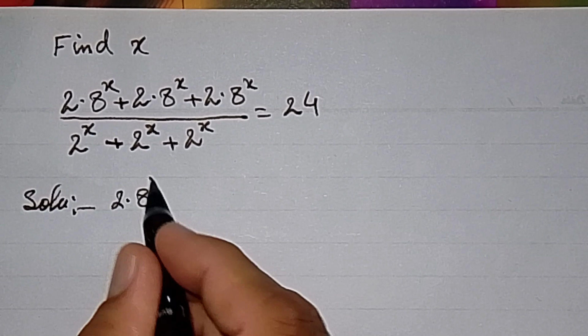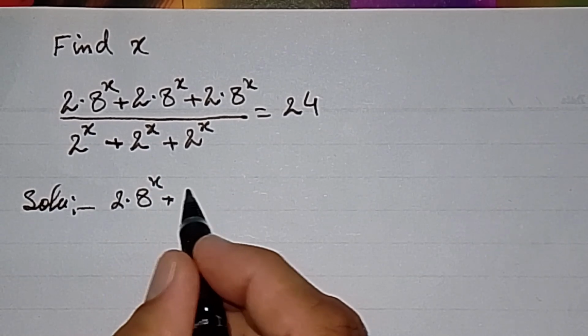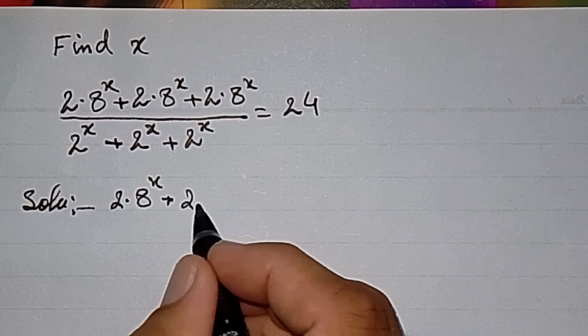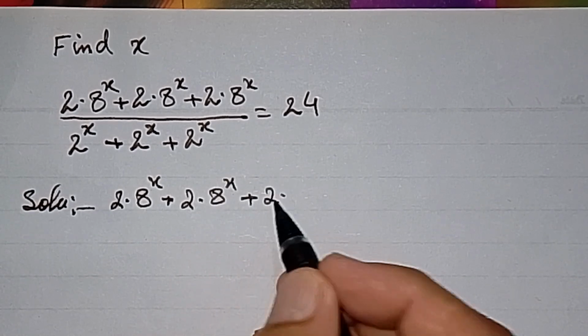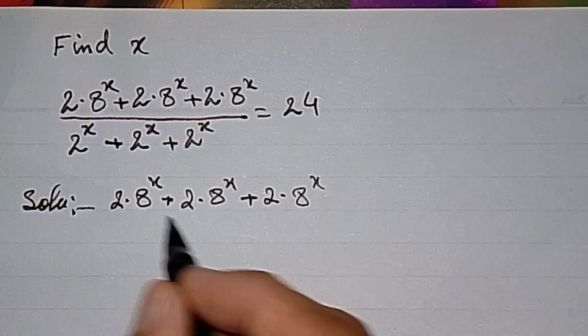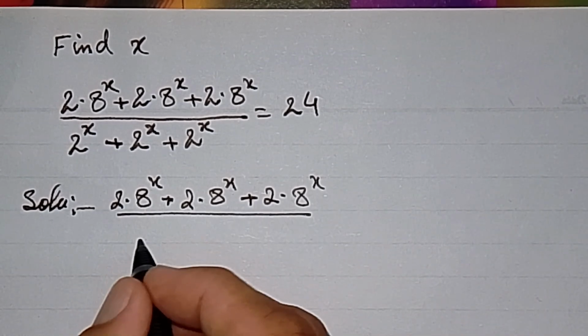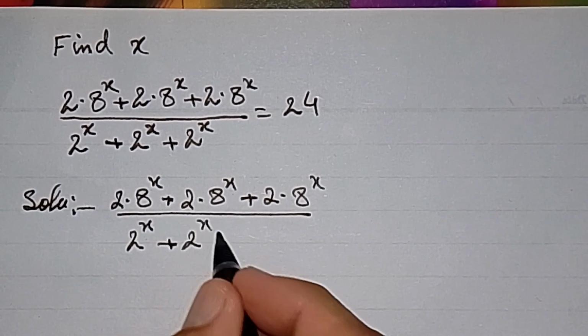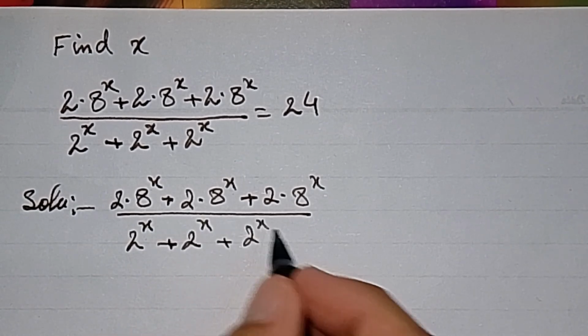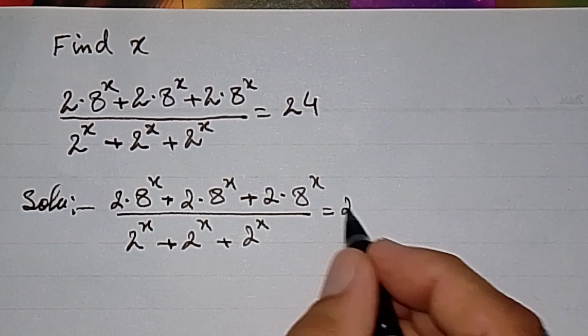2 into 8 raised to the power x plus 2 into 8 raised to the power x plus 2 into 8 raised to the power x over 2 raised to the power x plus 2 raised to the power x plus 2 raised to the power x is equal to 24.